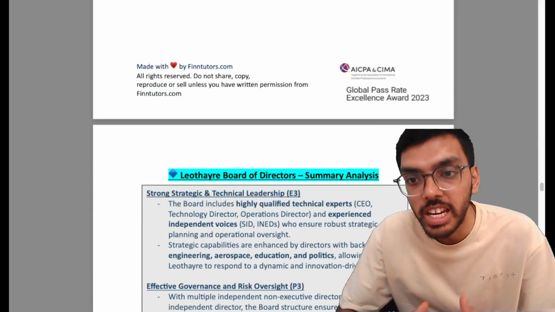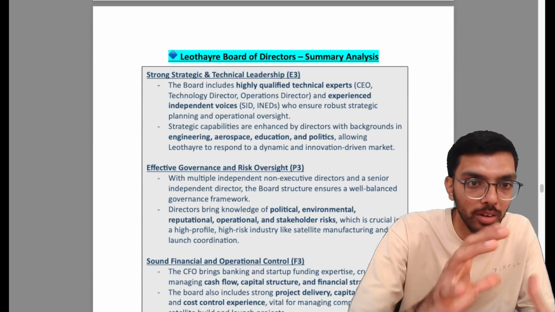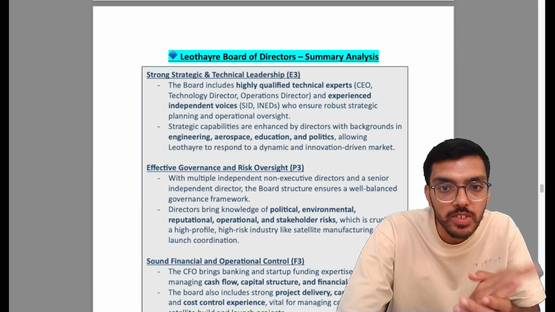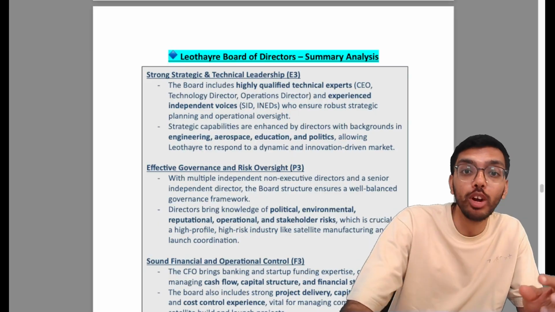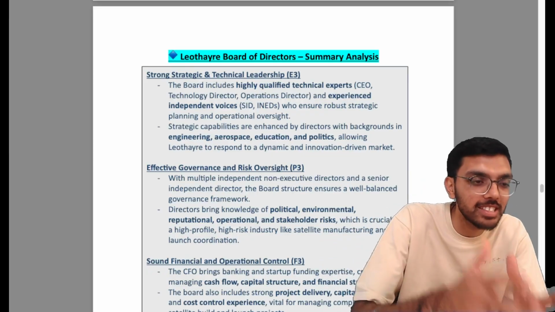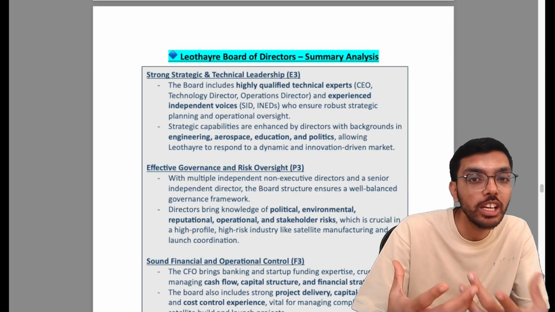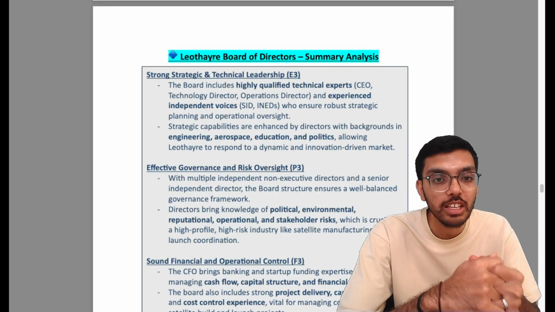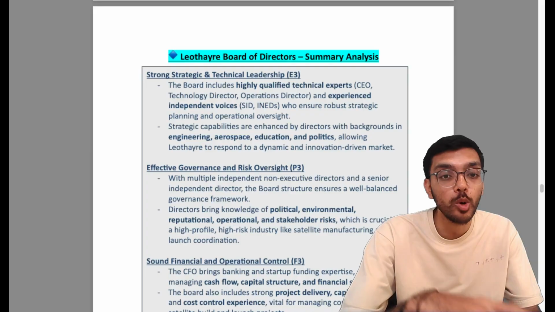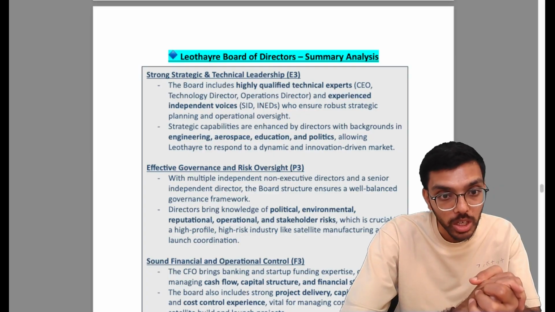So let's make a summary analysis for all the board of directors now. If I make an overall view, I know that the board is highly qualified technical experts. Independent voices on the board, which is the senior independent non-executive independent directors, also have the knowledge to challenge the executive directors if they are going wrong. Each director is well qualified. They have backgrounds in engineering, aerospace, education, politics, pushing Leothayre forward.